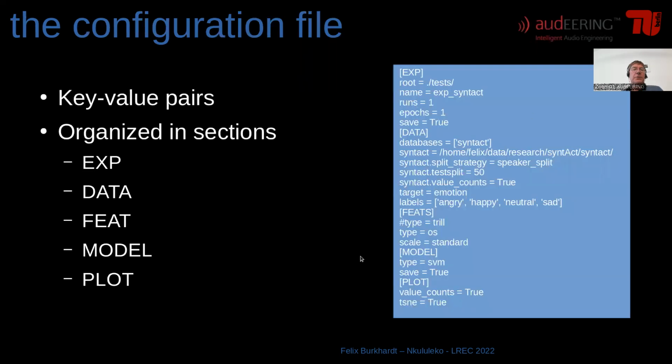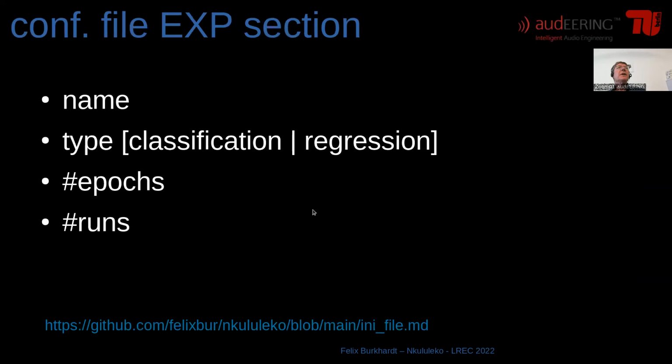So now we come to the basics of Nkululeko, the configuration file. This is an example of a configuration file here. There are 4 sections. One is the experiment section, the data section, the feature section, and the learner section, or the model section. And then there's a 5th one called plot. This is about what plots should be done with Nkululeko. I go through these now quickly.